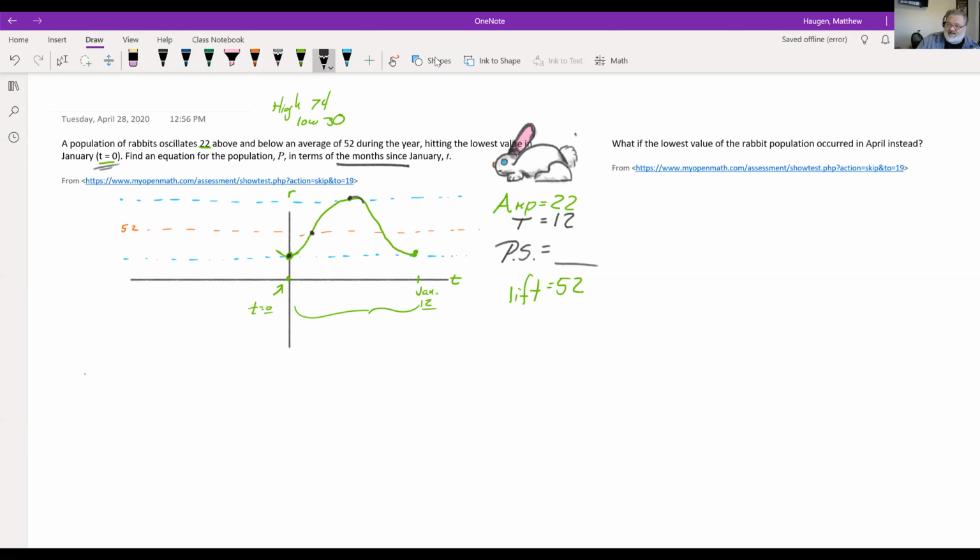Anyway, which of those do you want to do? Do you want to use a negative cosine, a positive cosine, or a sine? Cosine sounds simplest, the negative cosine. I think that's true. Anytime you can make this a 0, life is better.